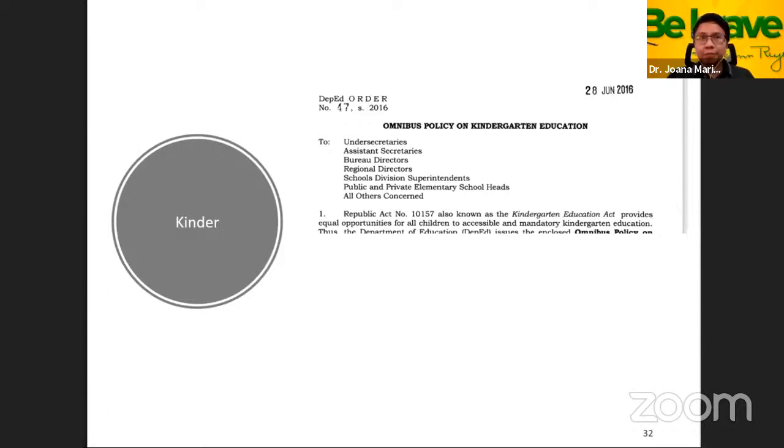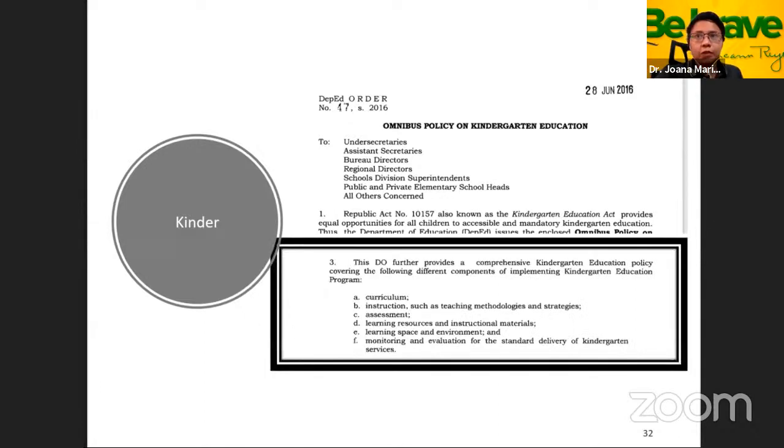Pero for the kinder students, meron po tayong DepEd Order number 47, series of 2016, Omnibus Policy on Kindergarten Education. And in this DepEd order, this DepEd order further provides a comprehensive kindergarten education policy covering the following different components of implementing kindergarten education program. So we have A, curriculum, B, instruction, C, assessment. So dito papasok yung assessment ng kinder. Okay? And in turn, ma'am, paano po yung fitness assessment ng isang kinder na bata?